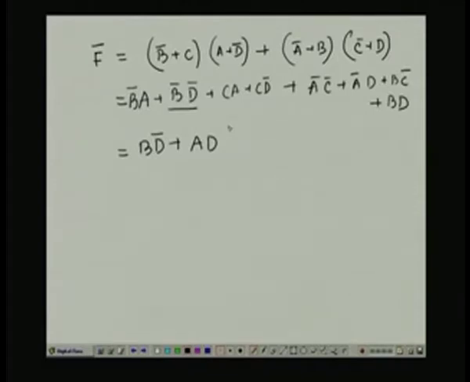And then B bar A. Okay, if I take this term again, this is a sum of product form, this is a sum of product form, but this can be further reduced. If I apply some of the minimization rules, then it can be further simplified.